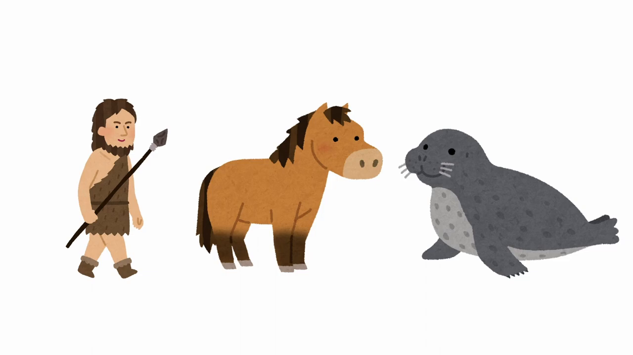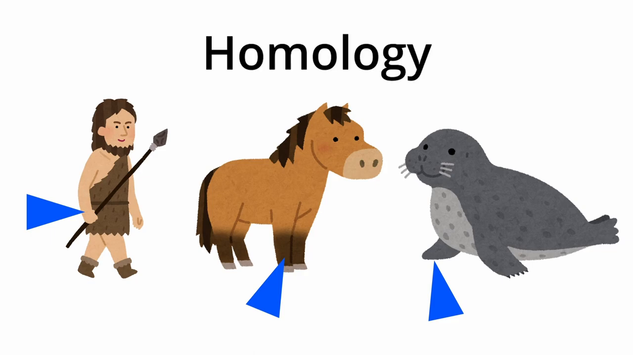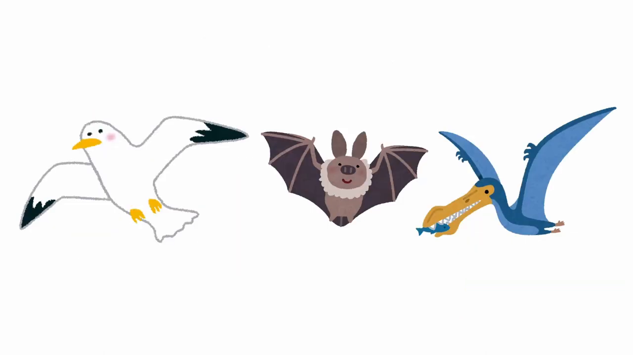Okay, let's see the example. The homology is, for example, our hand, the horse's forelimbs, and the seal's forelimbs. They are homologous, because they look like they are derived from the same ancestor, even though their function is totally different. The human arm is for catching something, the horse's forelimb for running, and the seal's limb for swimming, quite suitable.